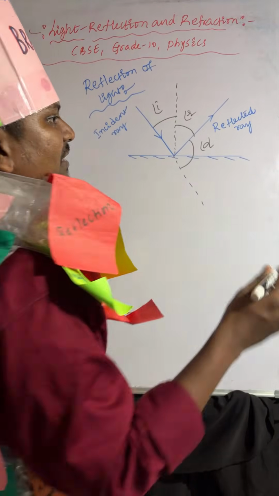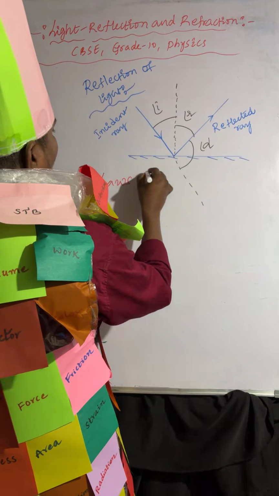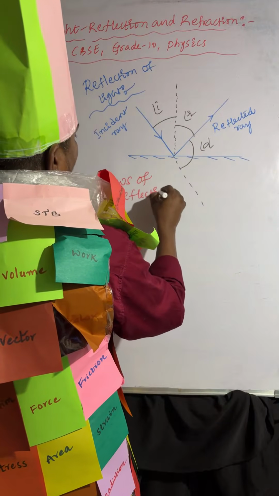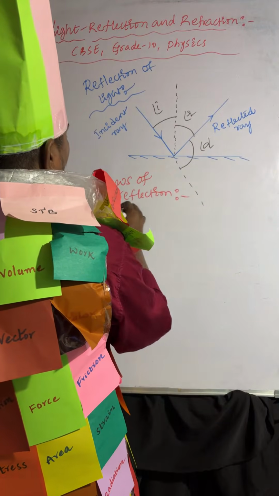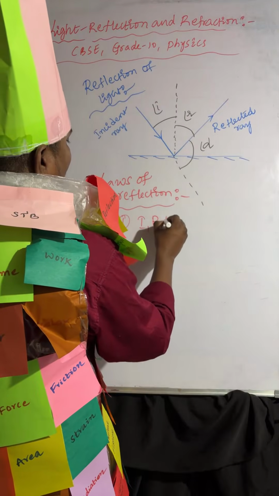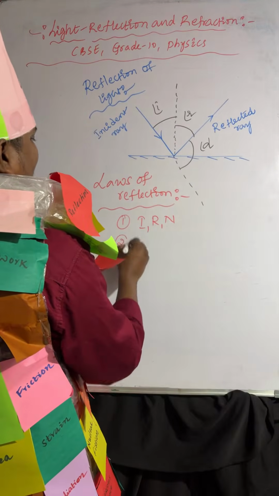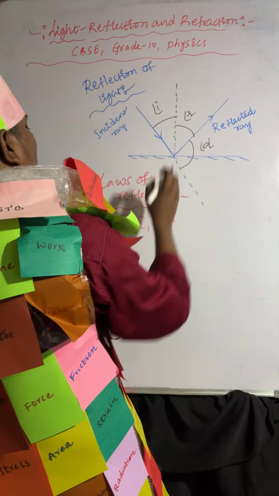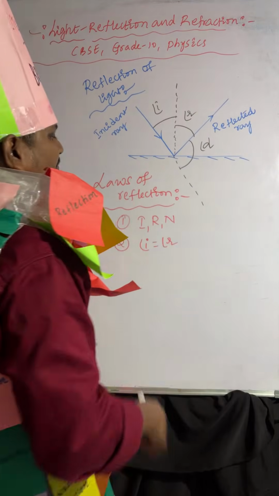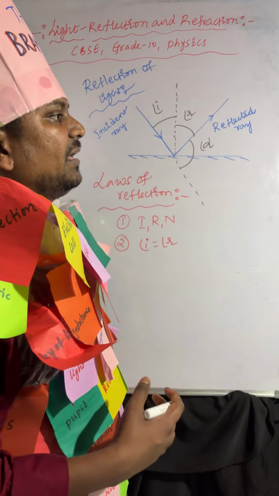Okay, coming to laws of reflection, point number one: incident ray, reflected ray, and normal line lie on the same plane. Point number two: angle of incidence is equal to angle of reflection.